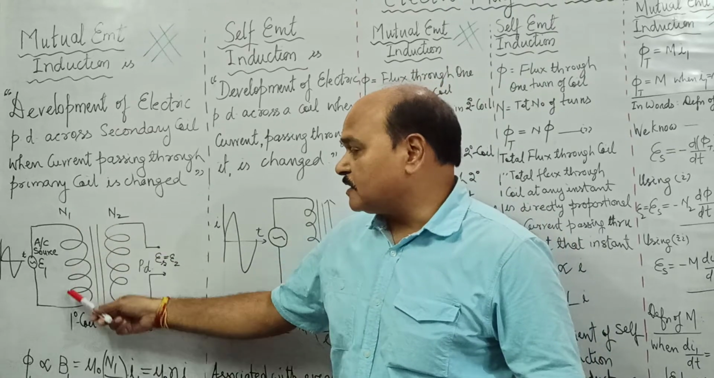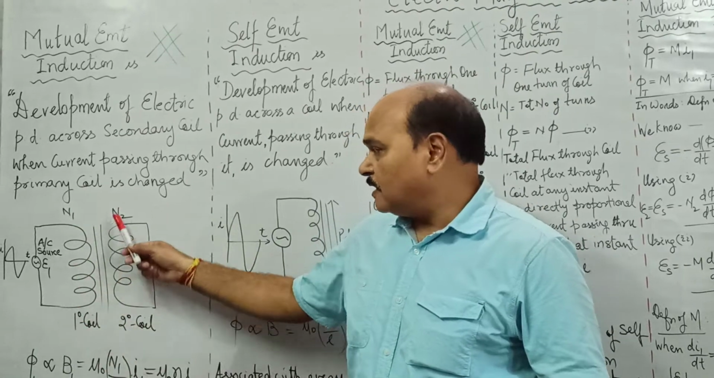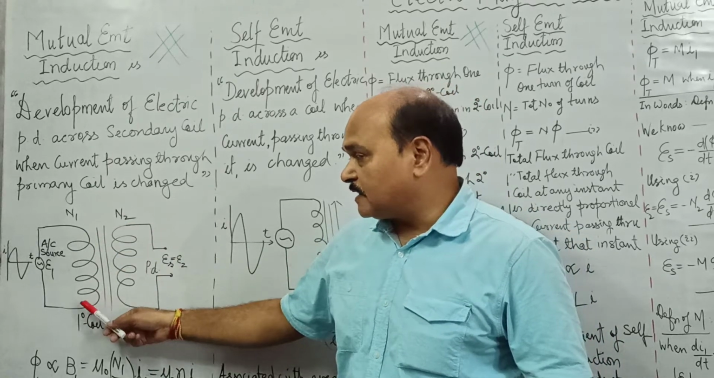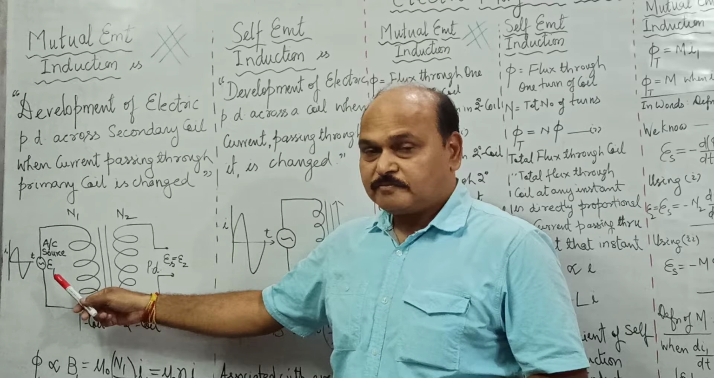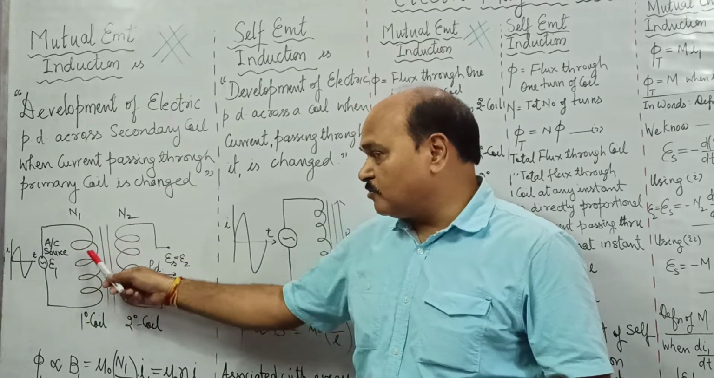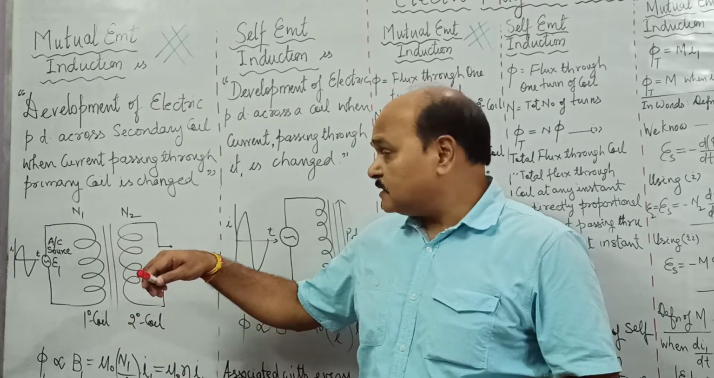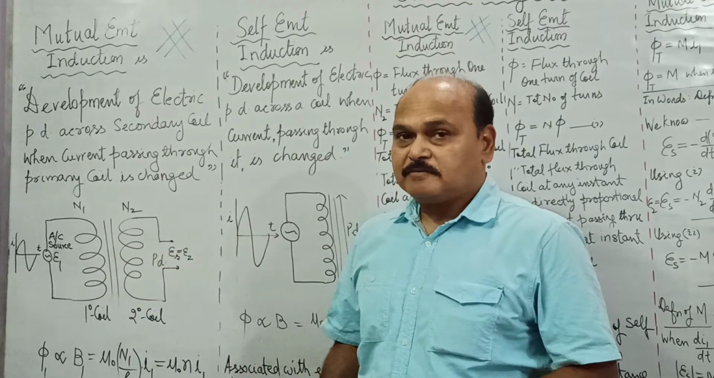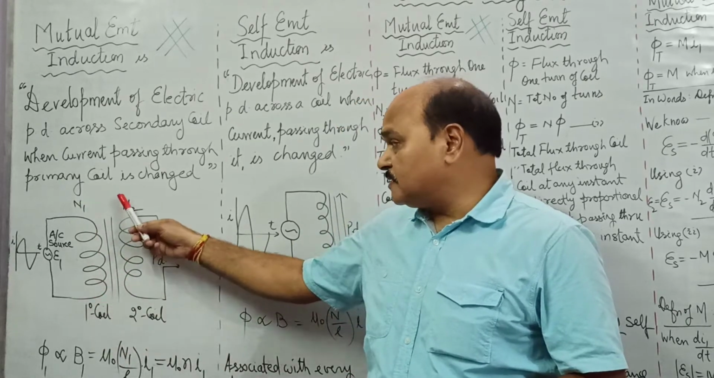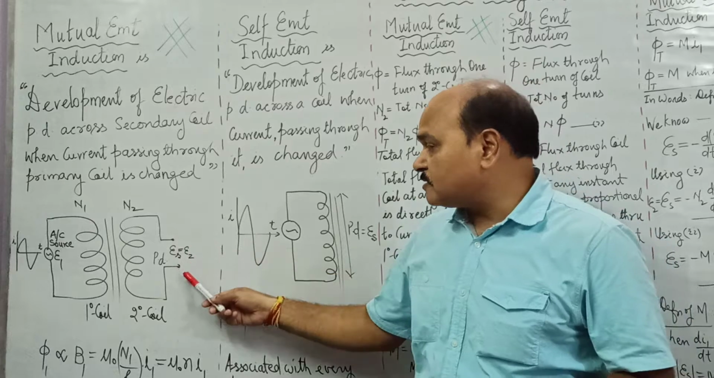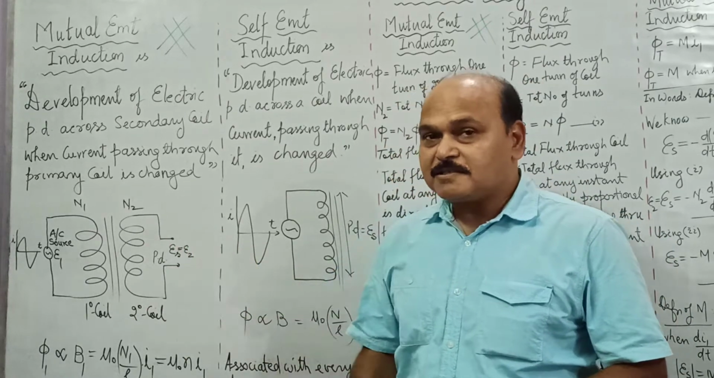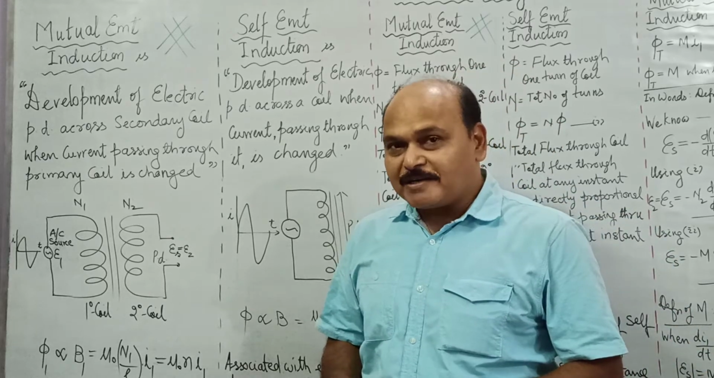So what do we have here? We have two different coils. One is called the primary coil, the other is called the secondary coil, and this primary coil is connected with an alternating source. Because of this alternating source, the current passing through the primary coil is changed continuously, and because of the variation of current in the primary coil, there is an induced EMF produced across the secondary coil. The phenomenon is called mutual electromagnetic induction.